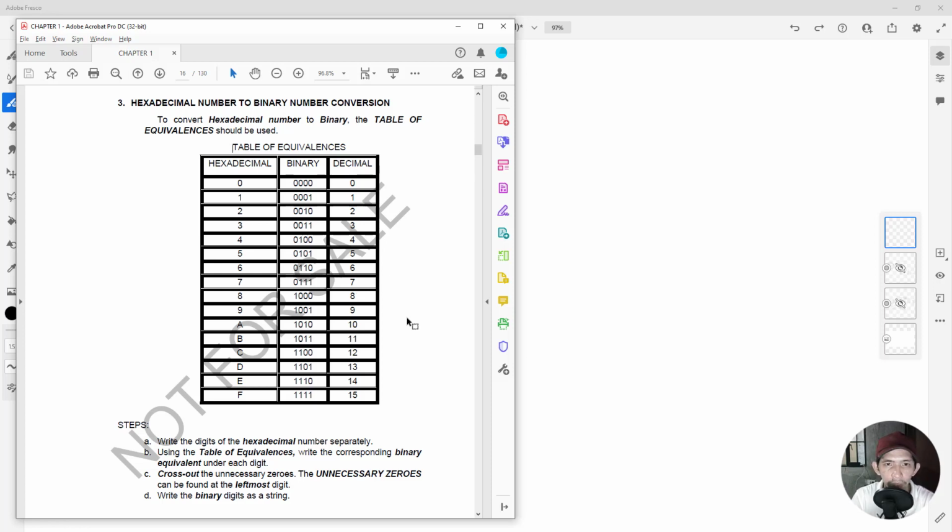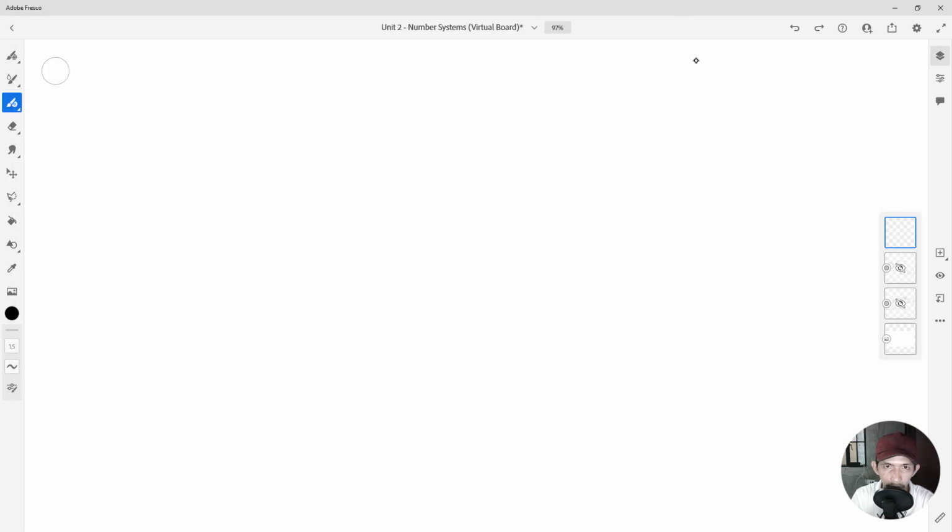All you have to do is to remember these 4 numbers. The number 1, starting from right to left: 1, 2, 4, and 8. All you have to do is to remember that one. 1, 2, 4, and 8, or 8, 4, 2, 1 kung gusto mo. So, yan yung pinaka key, para makagawa tayo ng table.